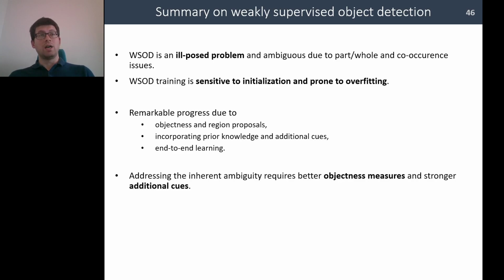Okay, so one potentially good future direction is addressing these ambiguities, and this can possibly be done by improving the objectness measures we have, and also using better additional cues.